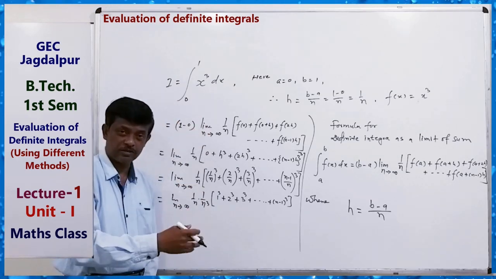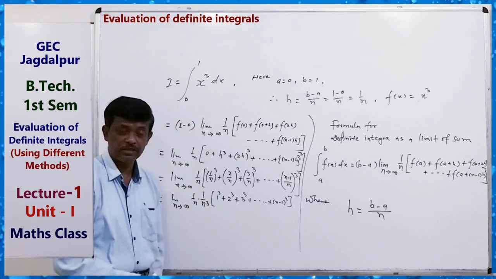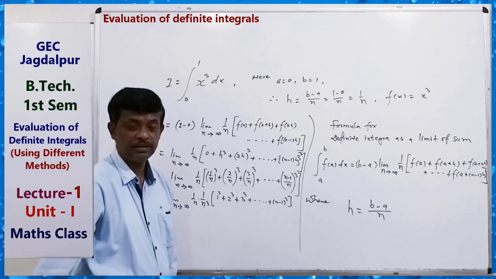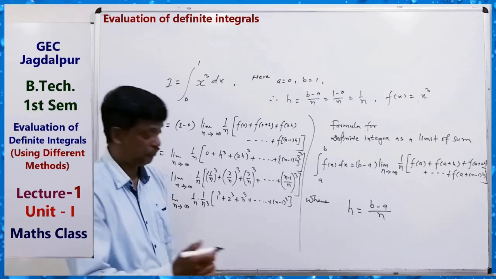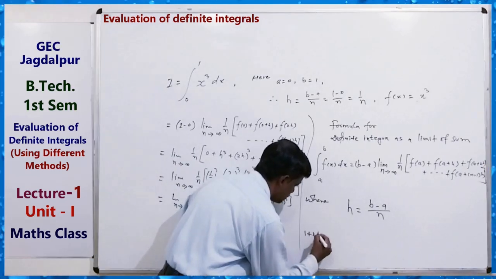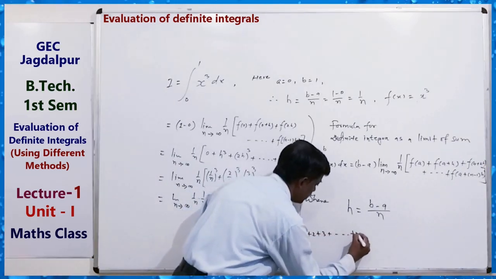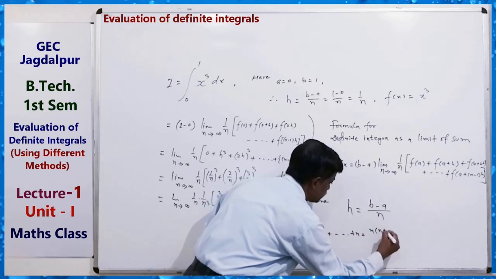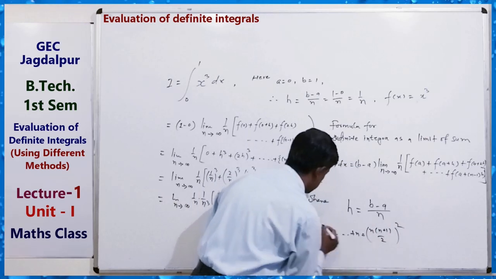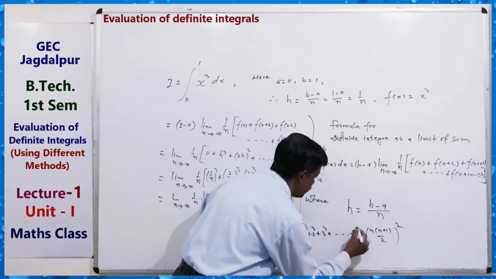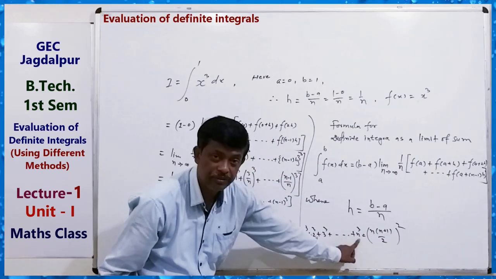Sum of squares, and also sum of cubes, are what? If the terms are 1 plus 2 plus 3 up to n, the sum of cubes is n into n plus 1 by 2 whole square. This is the formula, square and cube formula, up to the nth term.